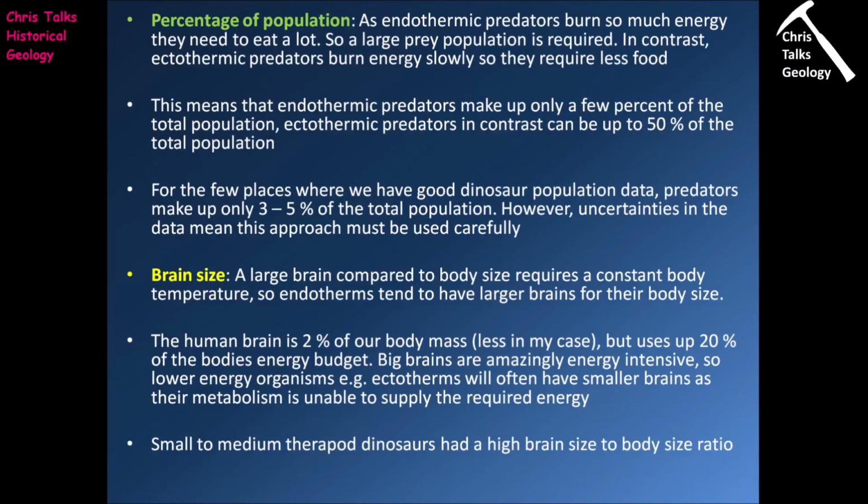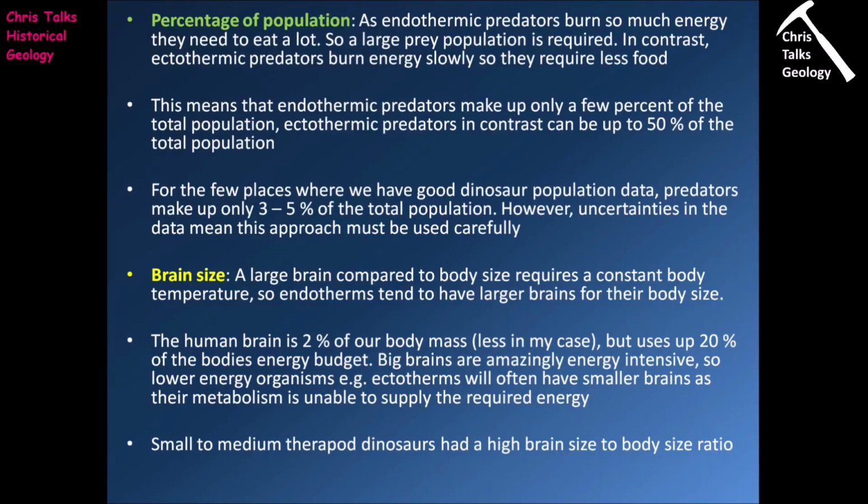So when we look at dinosaur populations, what do we see? Well, for the few places where we do have reasonably good dinosaur population data, the predators that we can find make up about 3 to 5% of the total dinosaur population. This would suggest, based on that piece of evidence, that they would be endothermic because you have very few predators and lots of prey. However, we need to be careful.